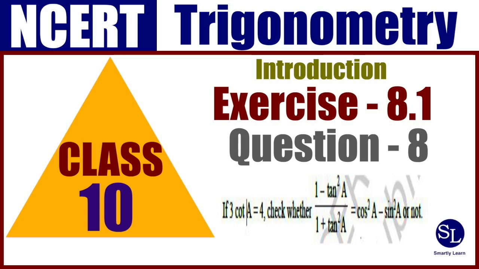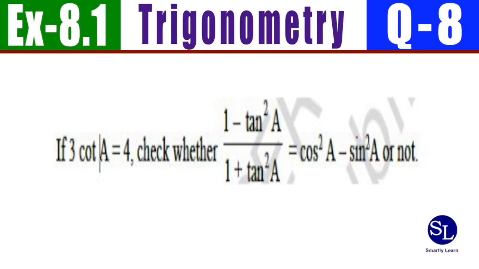In this video, let's see how to solve the 8th question in exercise 8.1. If 3 cot A is equal to 4, check whether (1 minus tan squared A) by (1 plus tan squared A) is equal to cos squared A minus sin squared A or not. So let's first take up the input expression that's given.